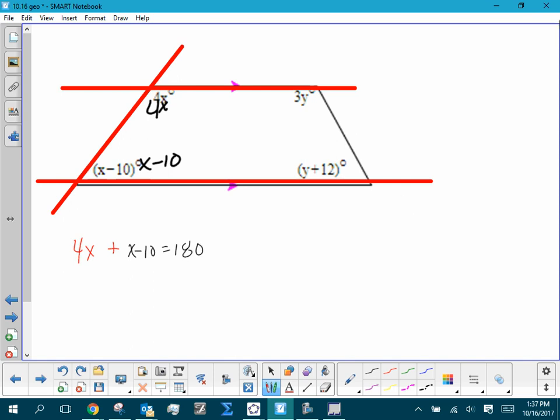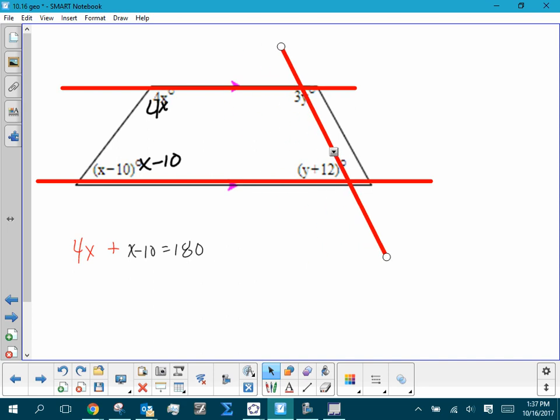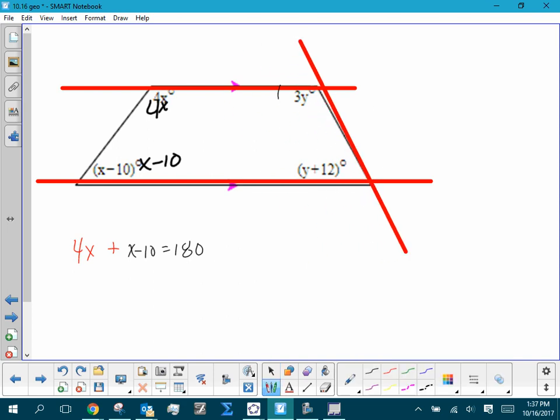And then for the same reason, we can solve that for x. I'll leave that up to you. But we come over here and do the same thing. And does that make that one and that one same side interior as well? Okay, that makes sense. So we'll go 3y plus 12 equals 180.